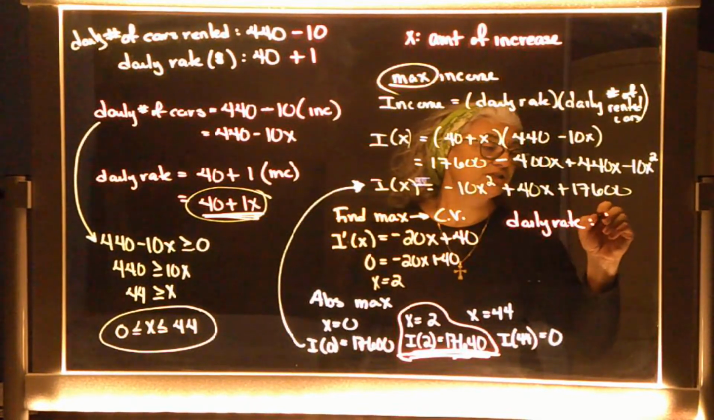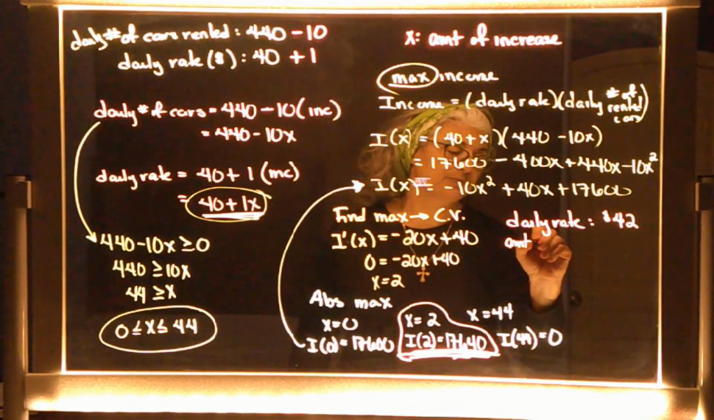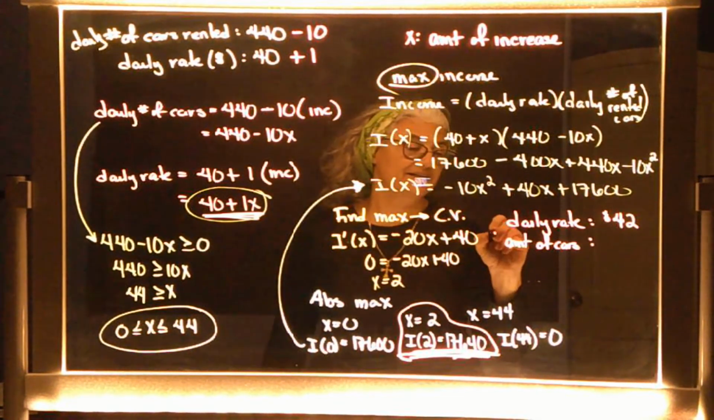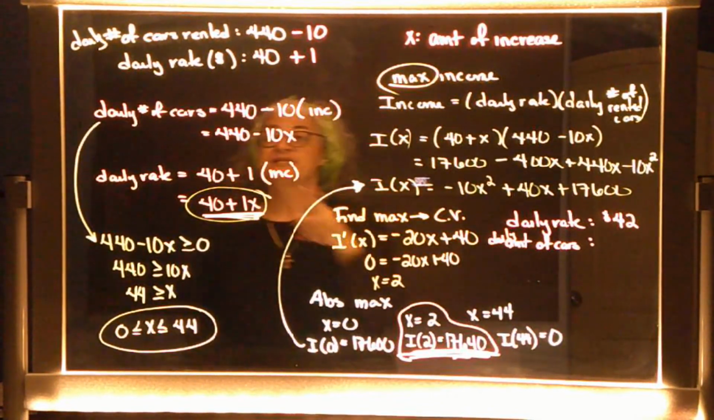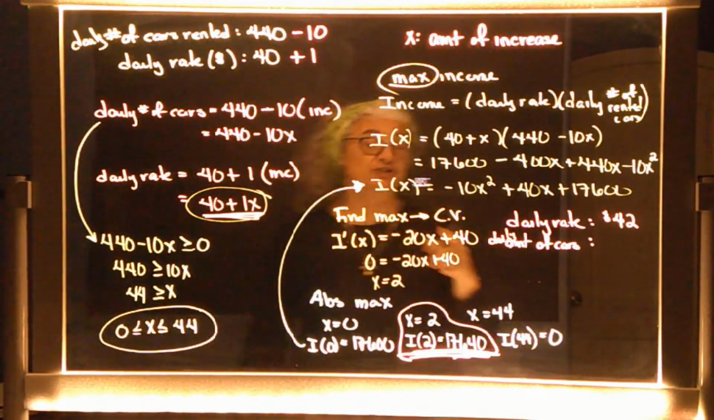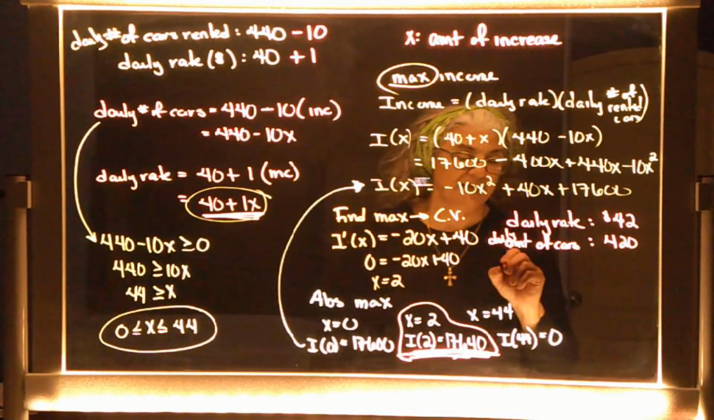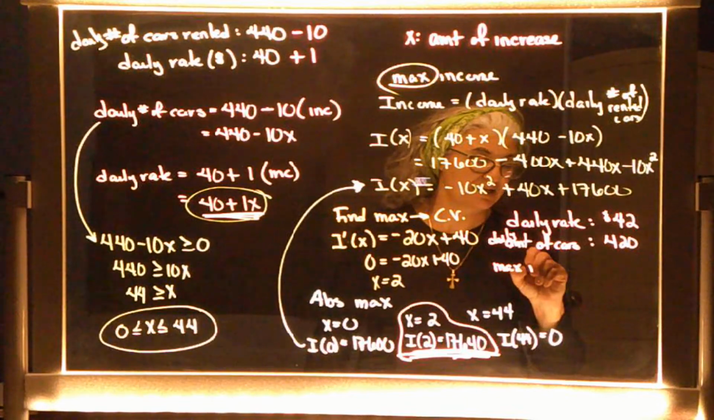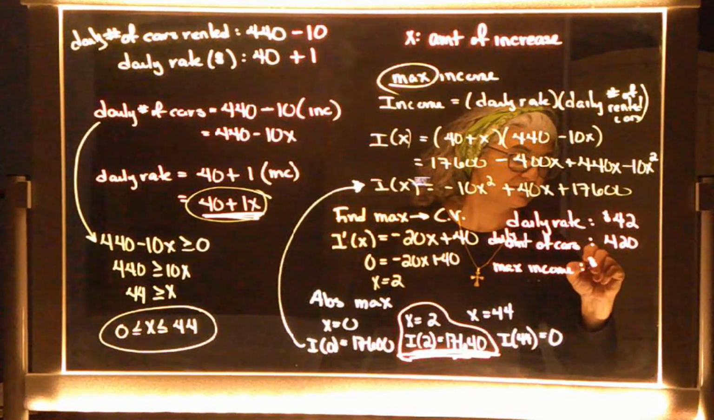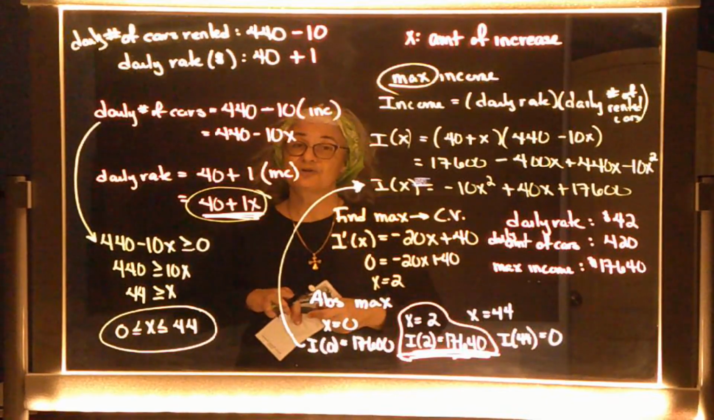What do you get? Good. Your daily rate should be $42, right? They didn't ask for it, but what's the amount of cars rented? And it's daily again. The daily amount of cars rented would be 440 minus 10 times the amount of increase, which is 2, right? So 420 cars will be rented daily, and the maximum income would be $17,640. Cool? With me?